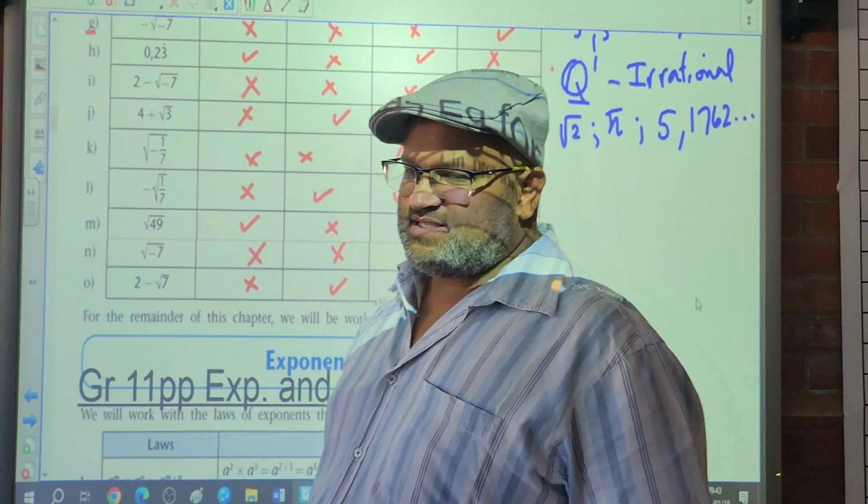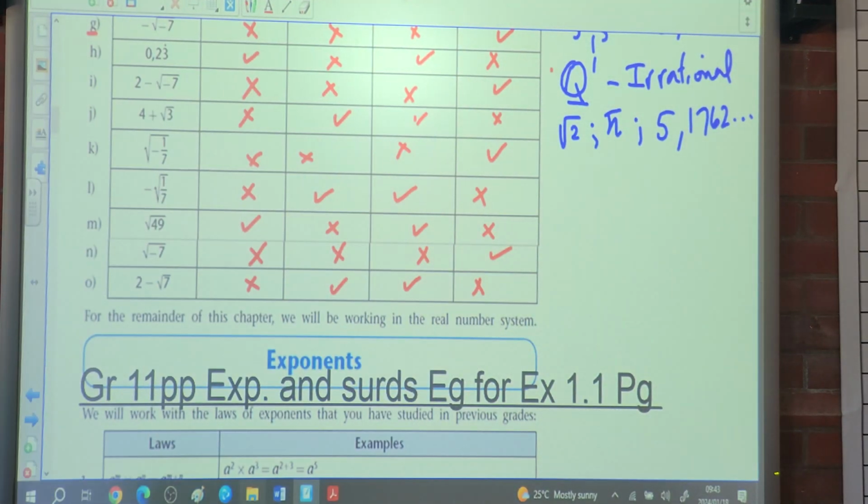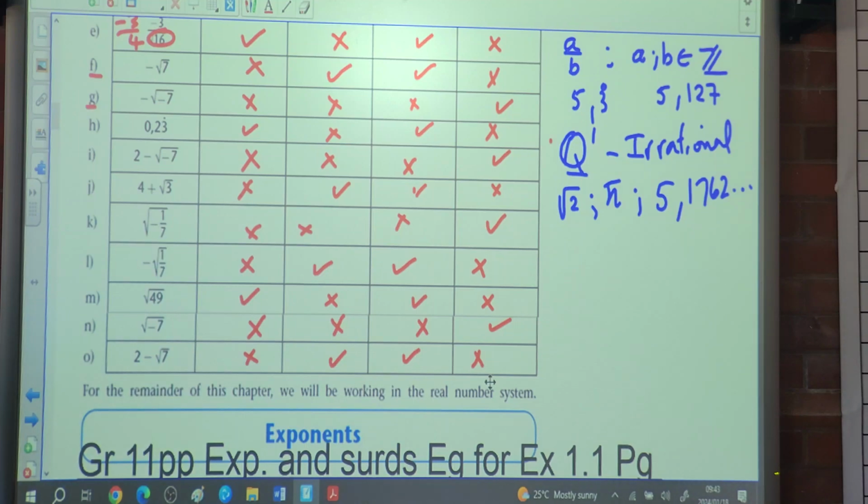Okay, so that basically brings us to the end of exercise 1.1. For the remainder of this chapter, we will be working with real numbers, with the real number system. Okay. We'll stop the video at this point.